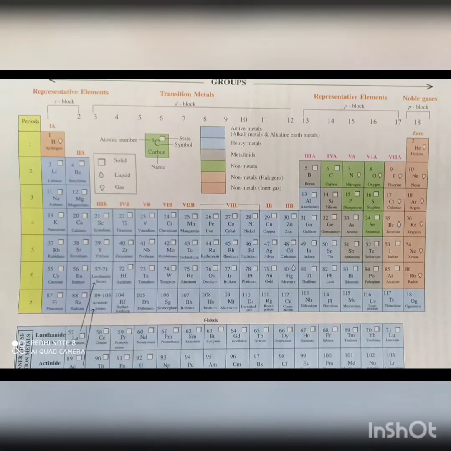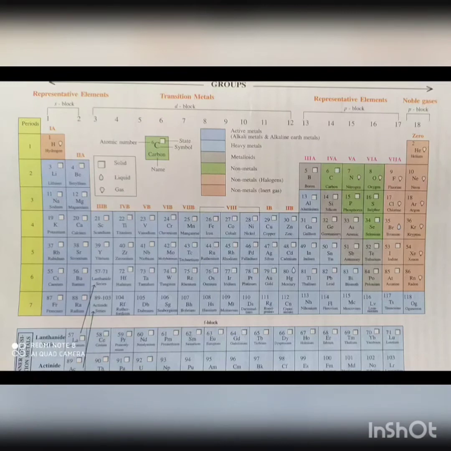Now we'll study about the 7 horizontal rows, that are the periods. So there are 7 periods in the periodic table. The number of shells present in an atom determines its period. Like in the first period, the number of shells is 1. In the second period, the number of shells is 2. In the third period, the number of shells is 3, and so on. It goes on increasing.